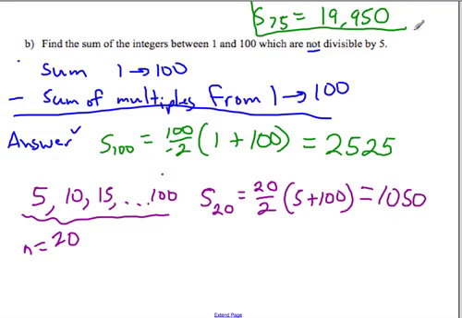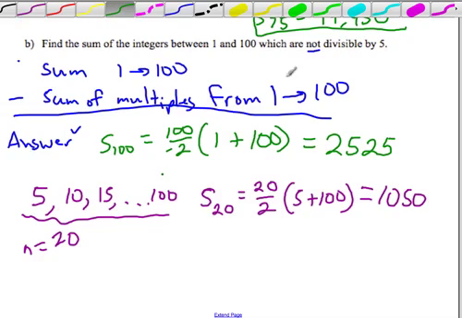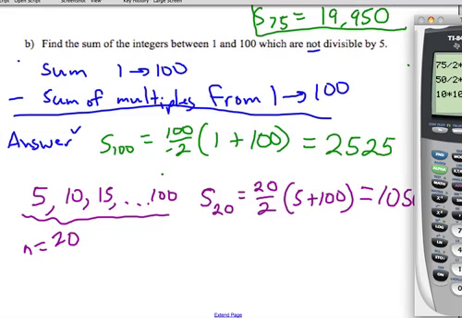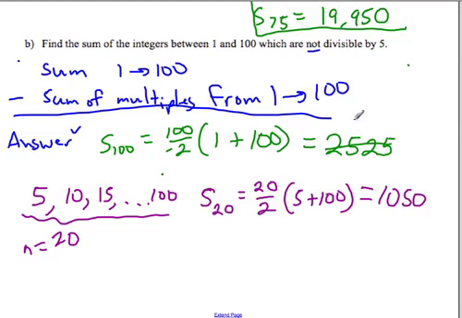Now let's just back up a second. I just made an error in the first one. This should have been 50 times 101. I think I divided by 2 twice. Let me go back and do that. That should be 50 times 101. And then we get 5,050.